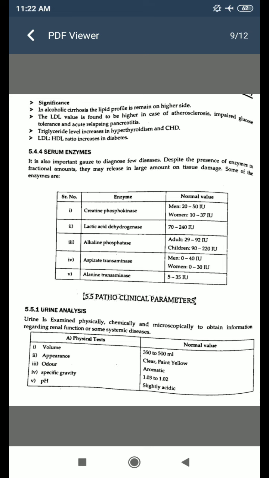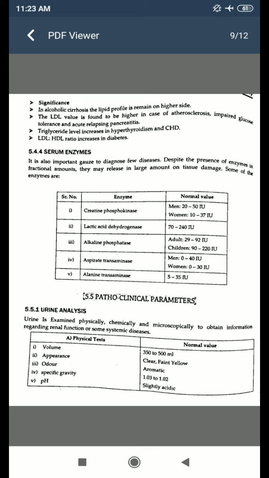First enzyme is creatine phosphokinase. The normal value is 20 to 50 IU for men, and for women 10 to 37 IU. Then lactic acid dehydrogenase is 70 to 240 IU. Then alkaline phosphatase is 29 to 92 IU in adults, and in children 90 to 220 IU. Then aspartate transaminase, men 0 to 40 IU and women 0 to 30 IU. Then alanine transaminase is 5 to 35 IU. Okay, all this part we have seen in the previous lecture.